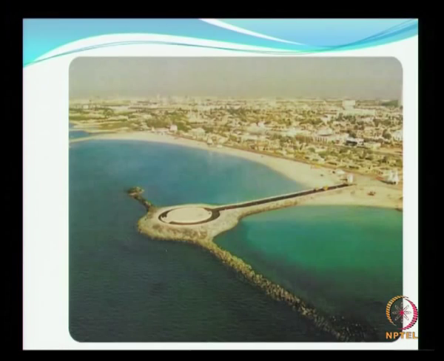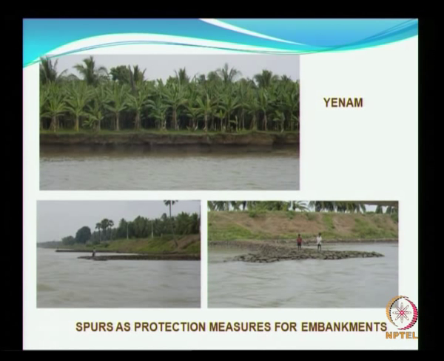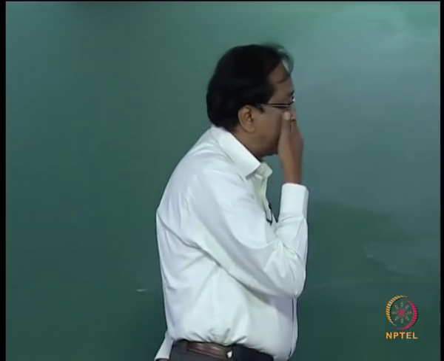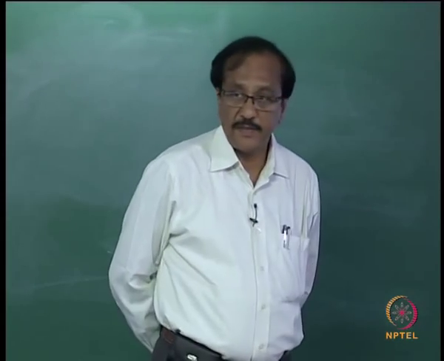This is a closer view of the same location. So as I said earlier, we had a picture for a training wall. Now here is a picture which shows that. Look at this, this is adjacent to a river. Look at the vertical cuts here. That means significant erosion takes place. It's all vertical cuts. And of course the plantations, you keep on losing your plantations.